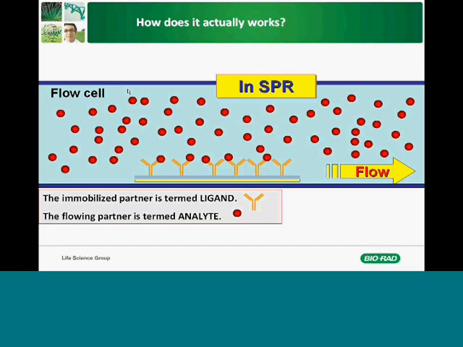So we said we have two binding partners, and for the sake of all of us using the same terminology, we call the one that is immobilized on the surface the ligand, and the other one that is flowing over the ligand is called the analyte. So there is always a continuous flow over the surface, either of running buffer, or of your analyte sample once you tell the instrument to inject.